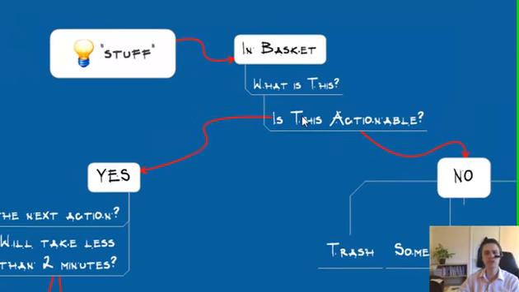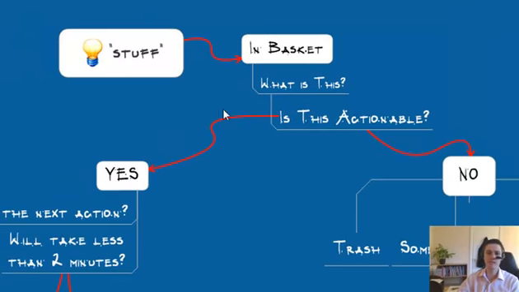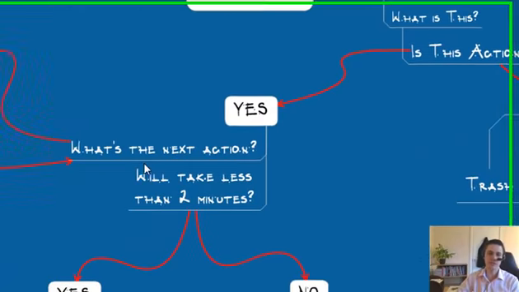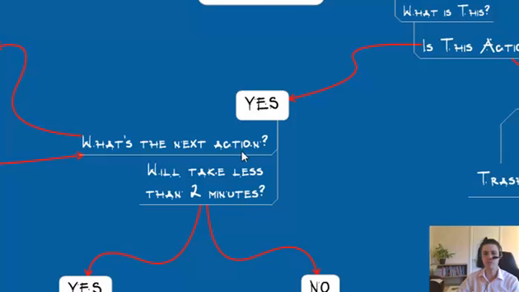Is it something you can do now? And from that, we've either got yes, we can do it now, or no, we can't. And when I say do it now, we'll come to that in a second, which is, will this take less than 2 minutes? Or if it's something that you can do, you then put it into a different area. We'll come back to that in a second.